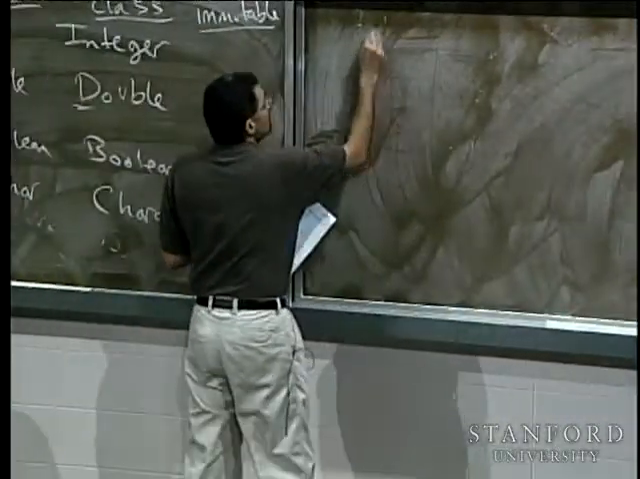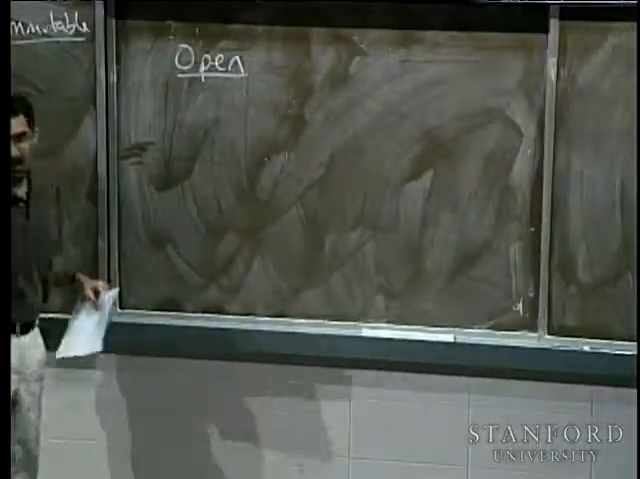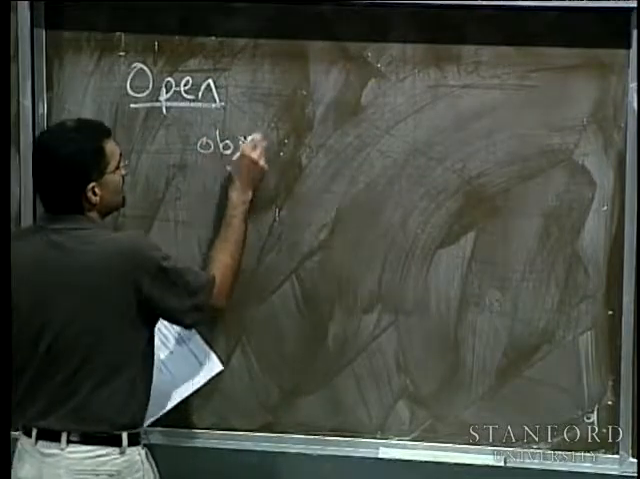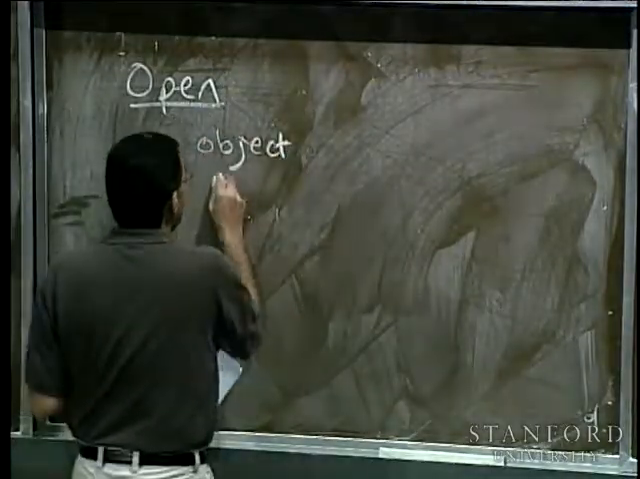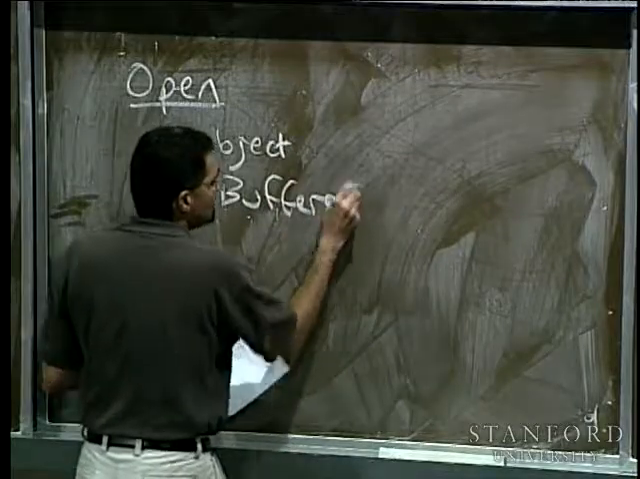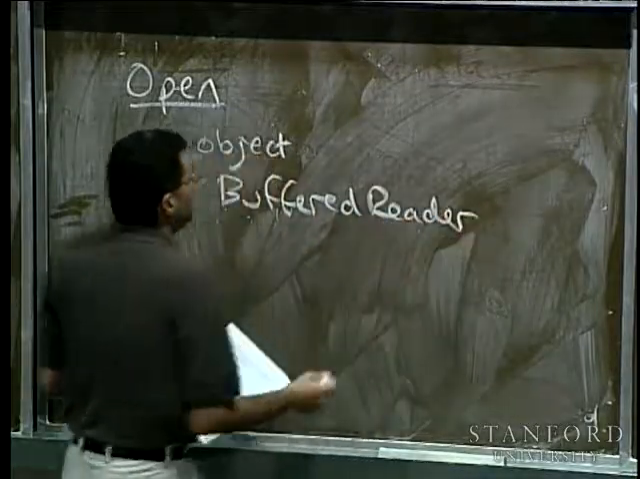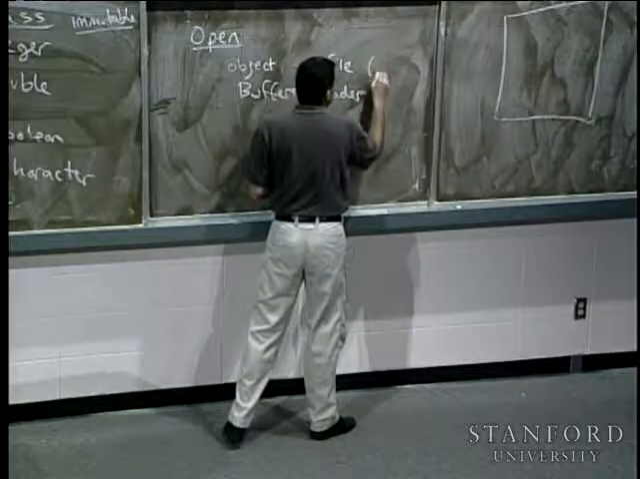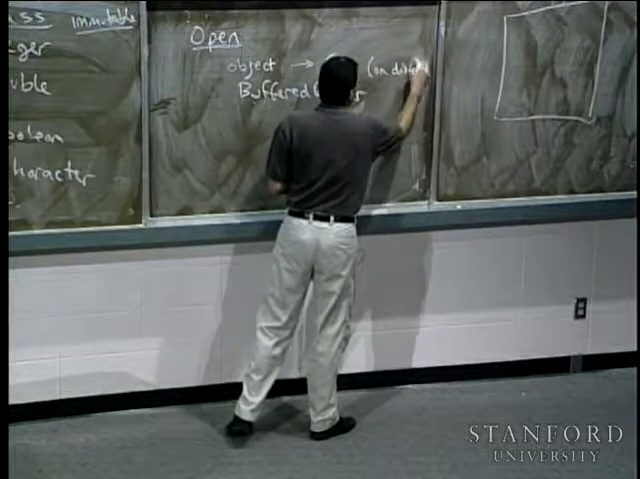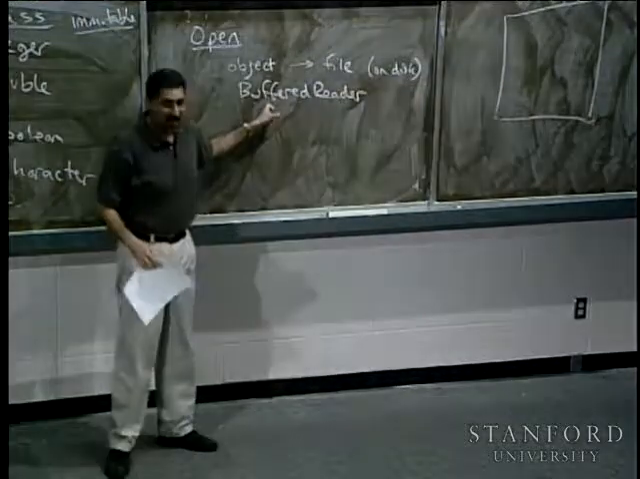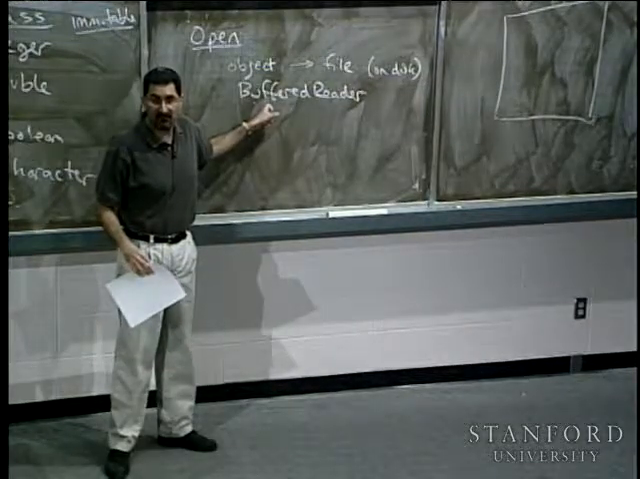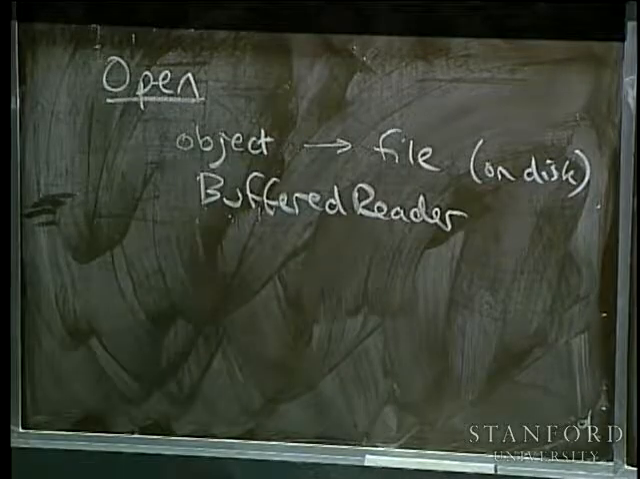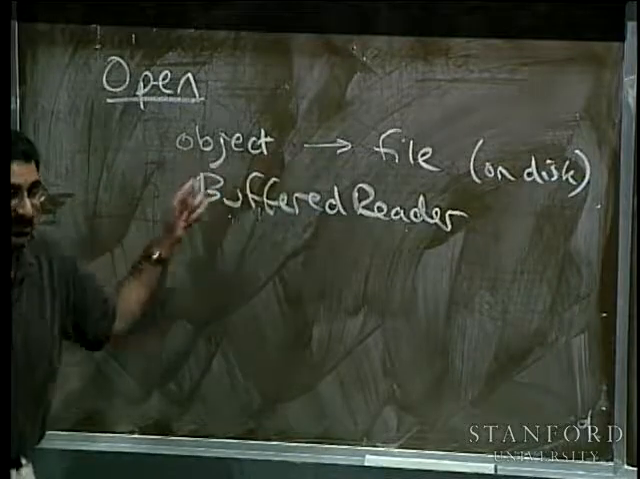So the first thing you want to do is what's referred to as opening the file. Opening the file basically means you're going to create some object, which is something we refer to as a buffered reader. You'll see an example of that in just a second. You're going to have some object that corresponds to some actual file on your disk. When I refer to that object, it's referring to some particular file that's on my disk right now. So opening the file is creating this correspondence.